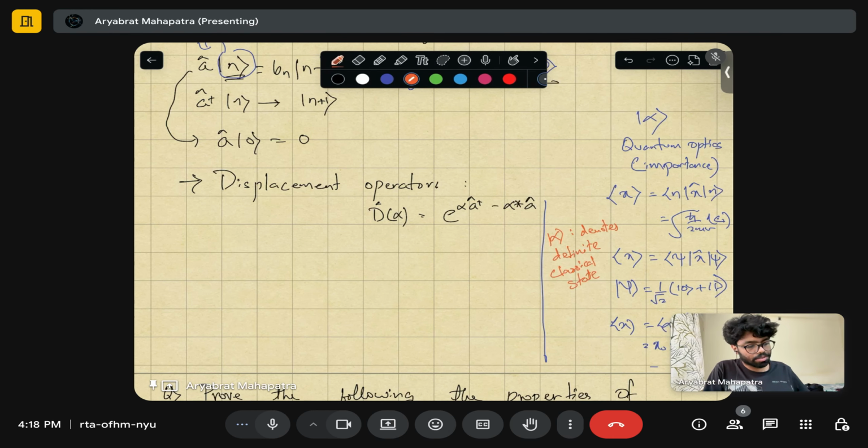So that is something to motivate the need for coherent states in the context of quantum optics, or any other places where these coherent states are quite important. And these displacement operators are required to construct coherent states.